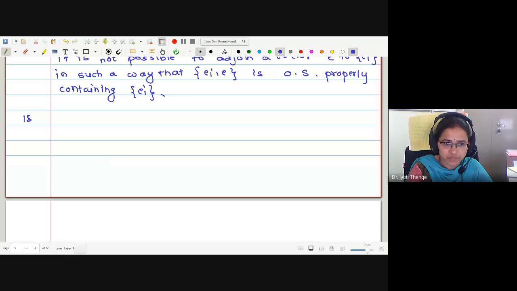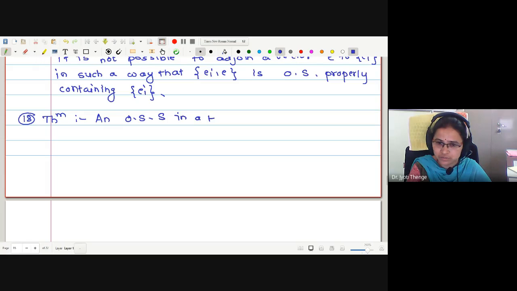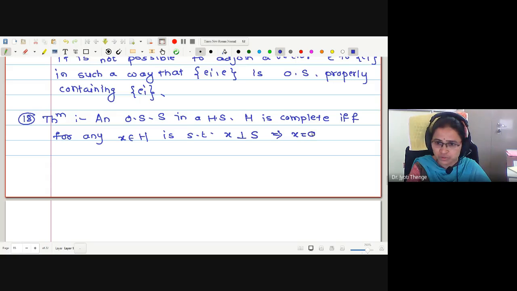Okay. Now statement number 18 says that an orthonormal set is complete if any vector, if it is orthogonal to the given set, then that vector must be 0. See, I'll write the statement. An orthonormal set S in a Hilbert space H is complete if and only if for any x in H, x orthogonal to S implies x is equal to 0.